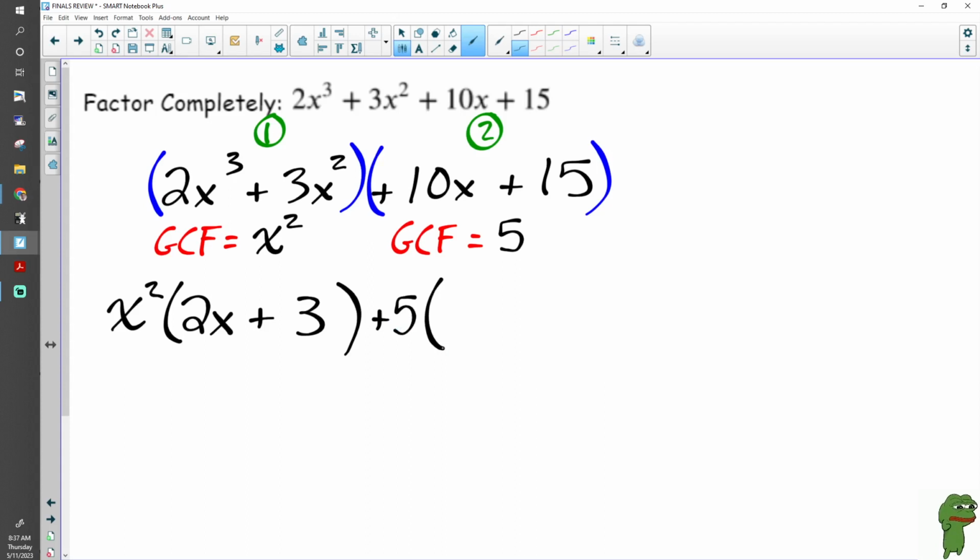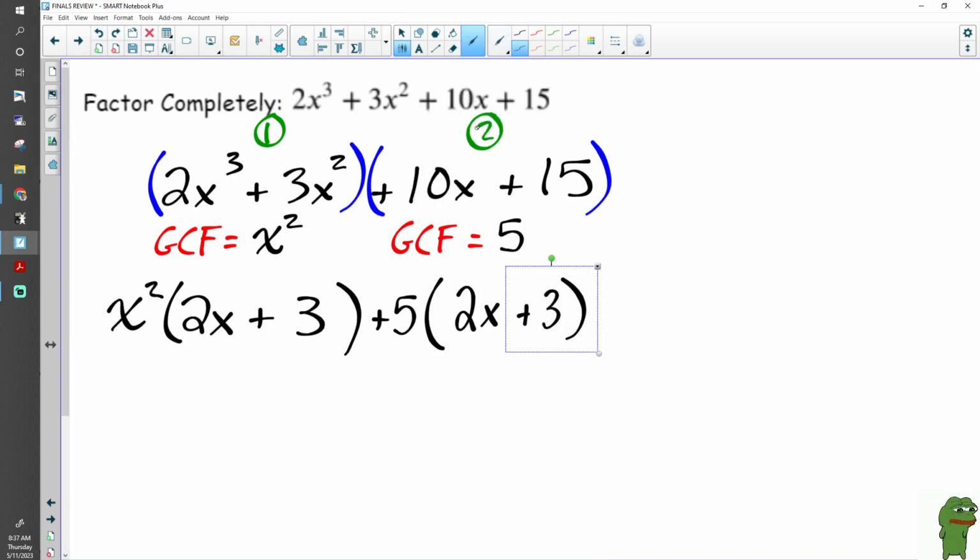What's left when I divide 10x by 5? 10 divided by 5 is? 2x. Yeah, when we factor, we divide. 15 divided by 5 is? 3, positive 3.